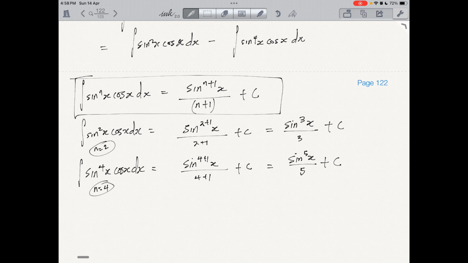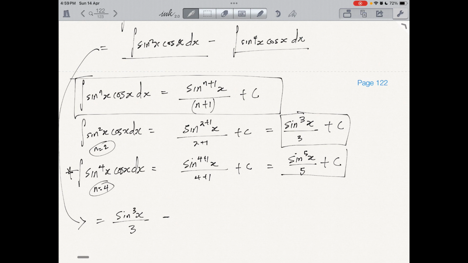Now we can further simplify this by substituting our answers, because we know that integrating sine square x cos x dx will give us sine raised to power 3x over 3 plus c. So this will give us sine raised to power 3x over 3 minus integrating sine 4x cos x dx, which was what we solved here, will give us sine raised to power 5x over 5 plus c.